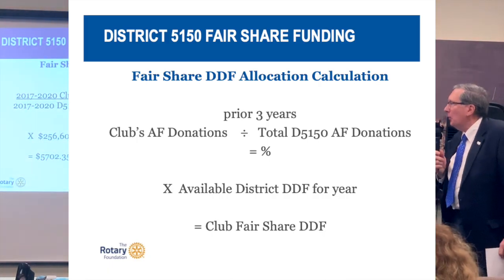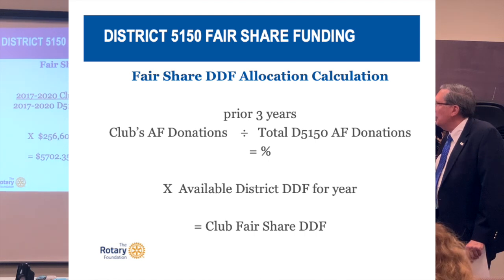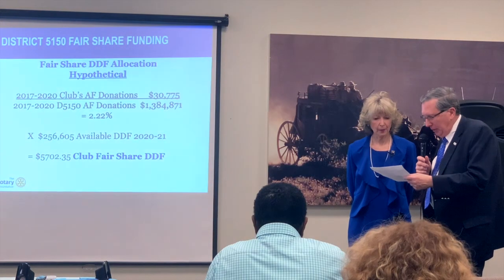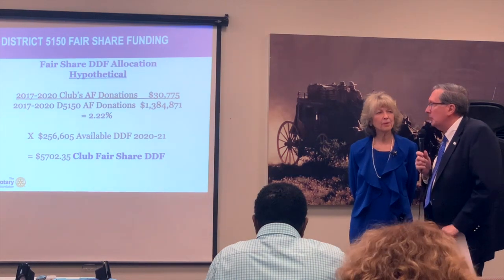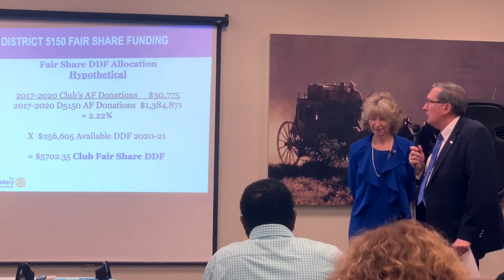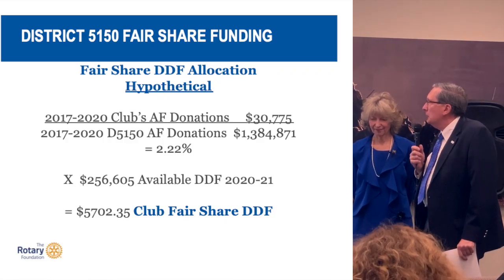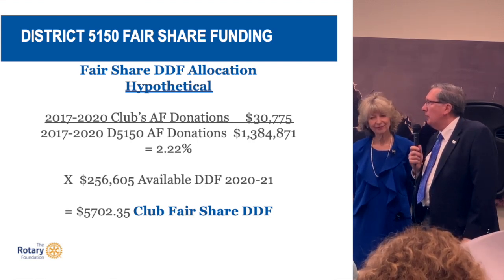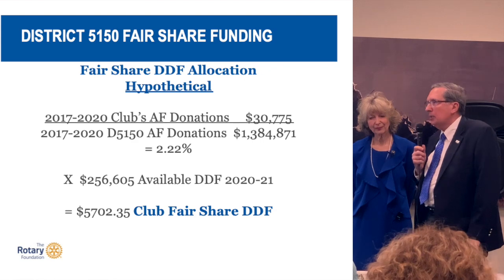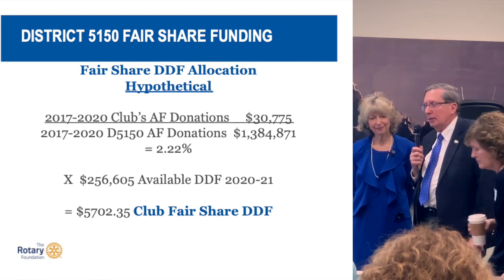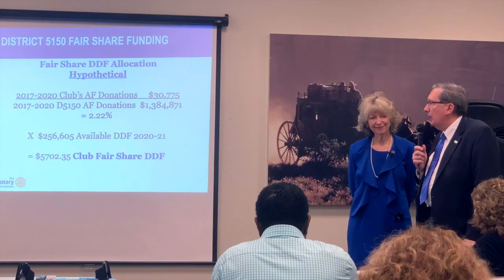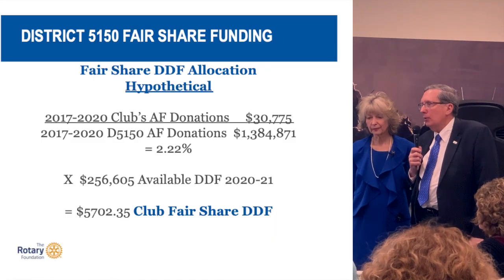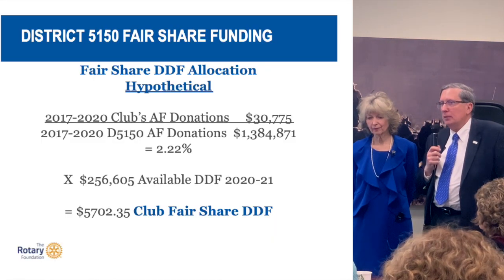Okay, so we've got this hypothetical, and then I'm going to look at the spreadsheet, so you can be pulling out the pages, the spreadsheet starting on 56, black and white. So you take the club's contributions, donations to the annual fund share, divide it by the total for the district, and that comes up with a percentage. You then multiply that by the available DDF, and it comes out with the fair share of DDF available.